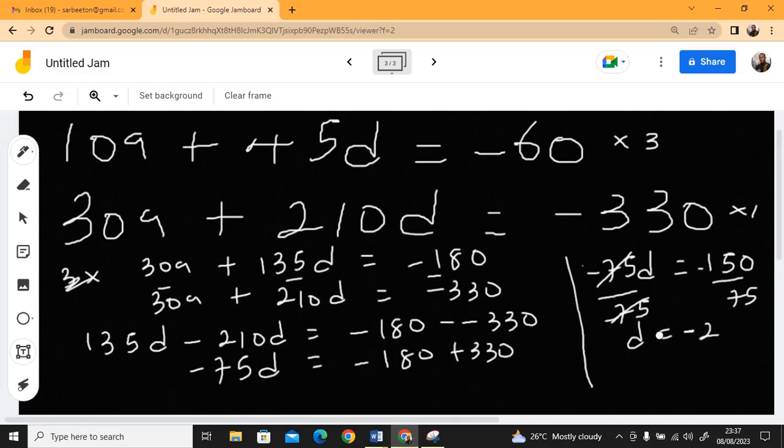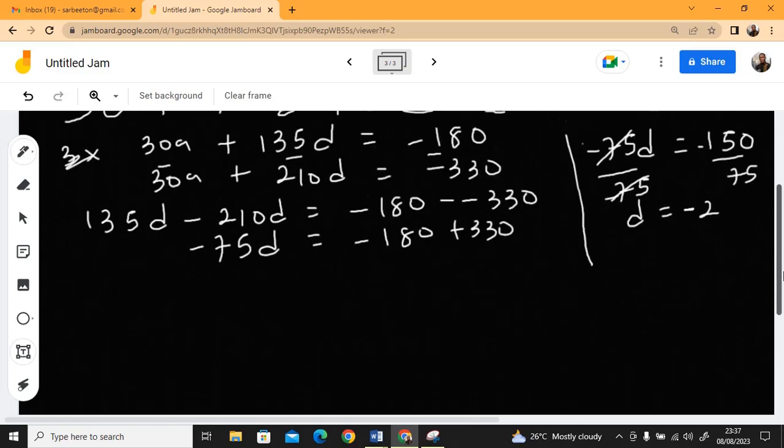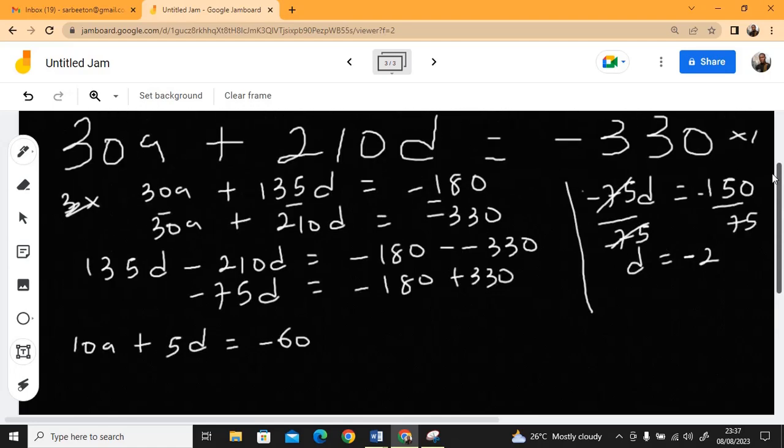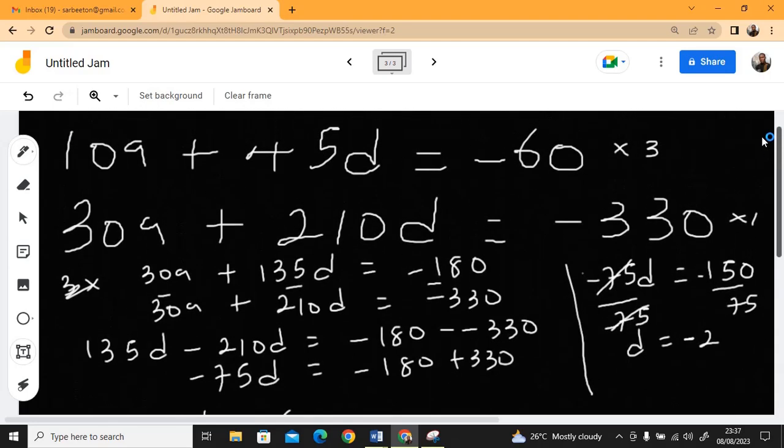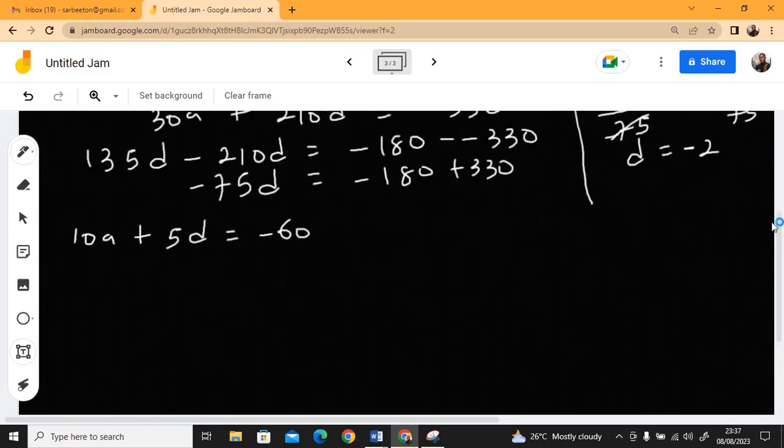So anywhere I see D, I'm going to insert minus 2 in this first equation. Our equation 1 is very big. So I'm going to write equation 1: 10A plus 45D equals minus 60. Let me check so that we won't make the mistake. So it's 45D, equals minus 60. Where my D now is minus 2, I'm going to replace D with minus 2 here.